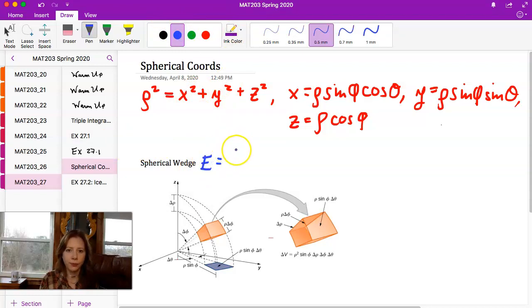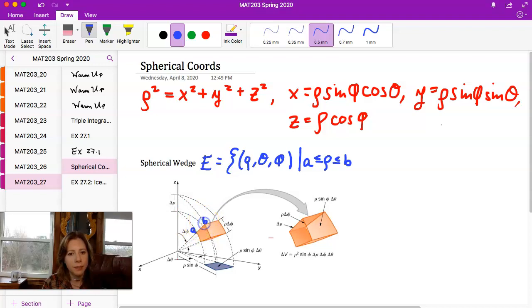And so for the spherical wedge, our bounds, our region, is going to be defined as E is equal to a function of now rho, theta, and phi, such that A is less than or equal to rho is less than or equal to B. Okay, so we're going to have some lower limit. So this would be A right here, for example, and some upper radius limit. So this would be B, so going out toward B.